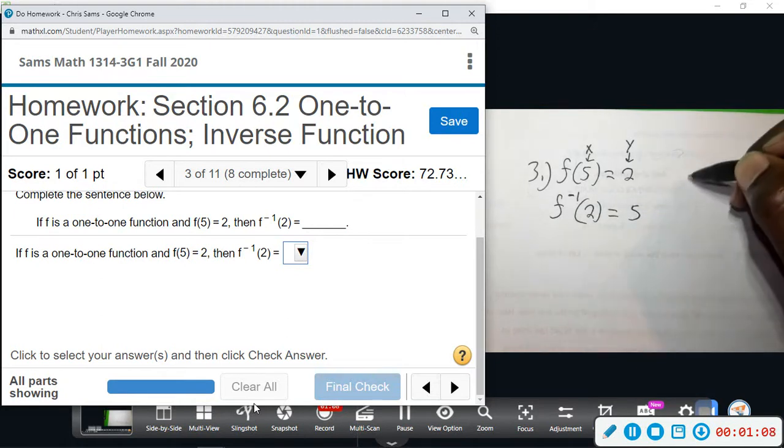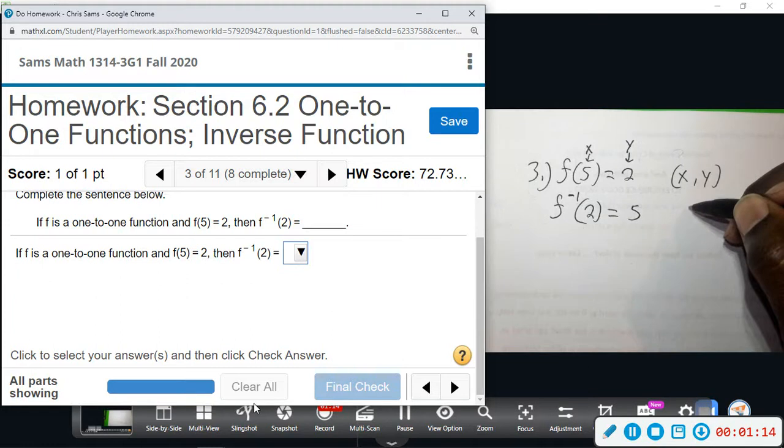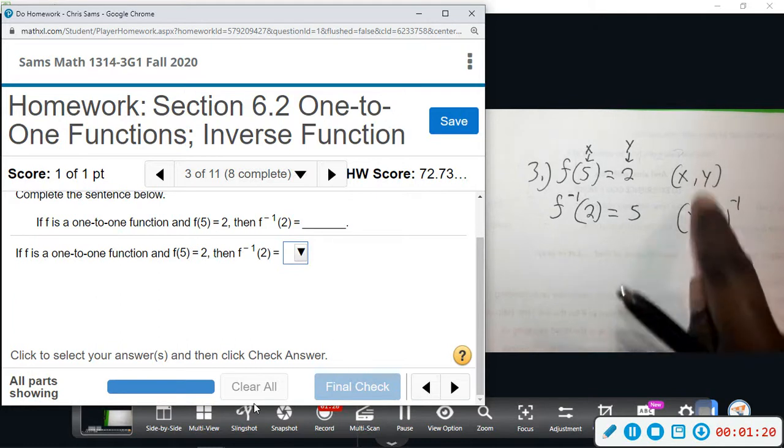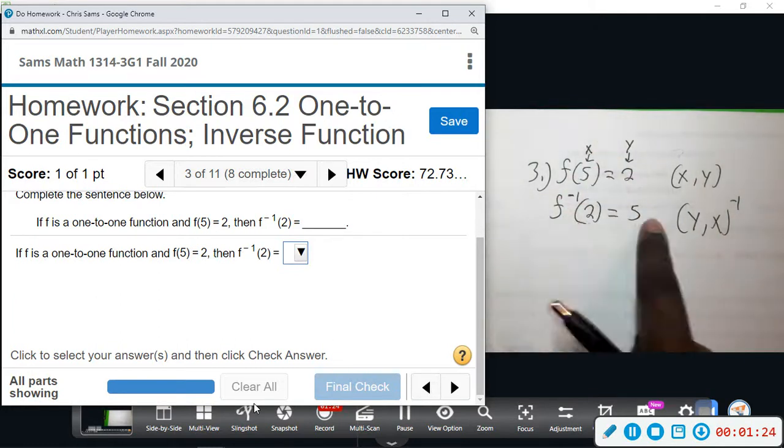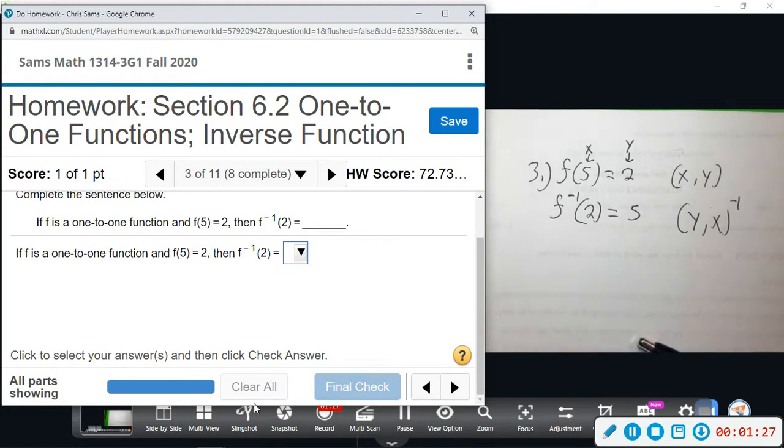So basically, whenever you have a function, if you have an ordered pair x, y, if I want the inverse of that, I would just switch them, get y and then x. That would be the inverse. So this is the notation that they're giving you. You have x and y, all they're doing is flipping them. That's the inverse notation. So if we have 5, 2, then the inverse will be 2 and then 5.